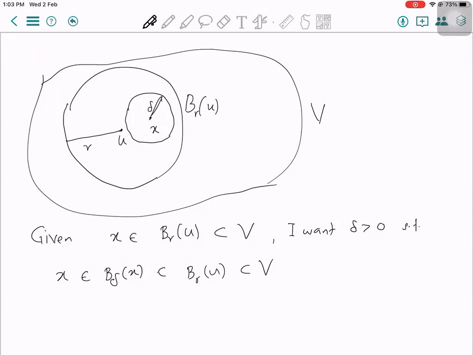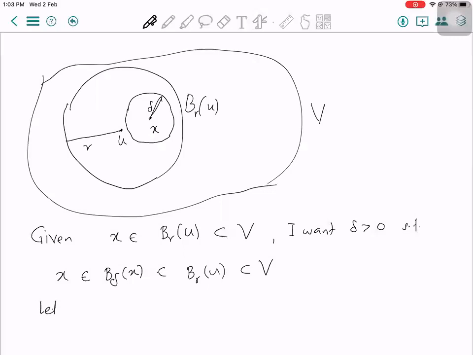So this suggests that I should give a name to a distance, right? Imagine that this X was going closer and closer to the boundary. Then delta would have to shrink, correct? In order to stay inside the larger ball. So the delta that I take should depend on which distance. In order to define delta, I should take into account the distance between U and X.